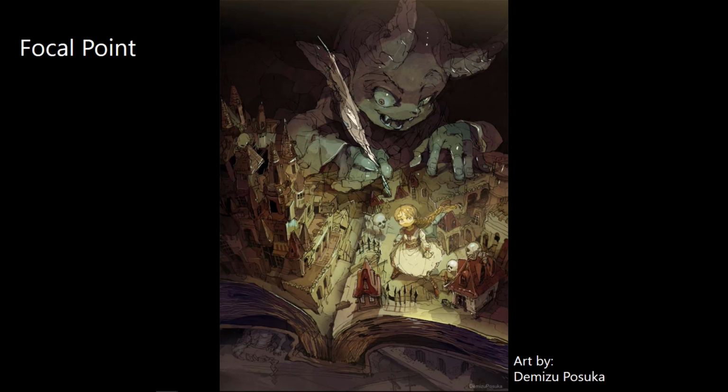So focal point. A focal point is the element that the player is drawn to first, or the viewer is drawn to first. And generally what that means is that it's the element in the image that has the most visual weight, the most draw.